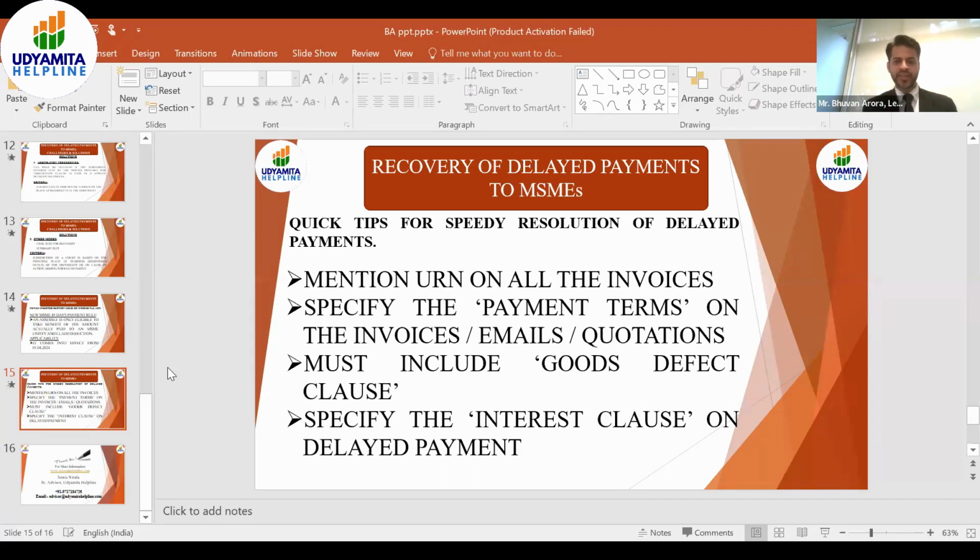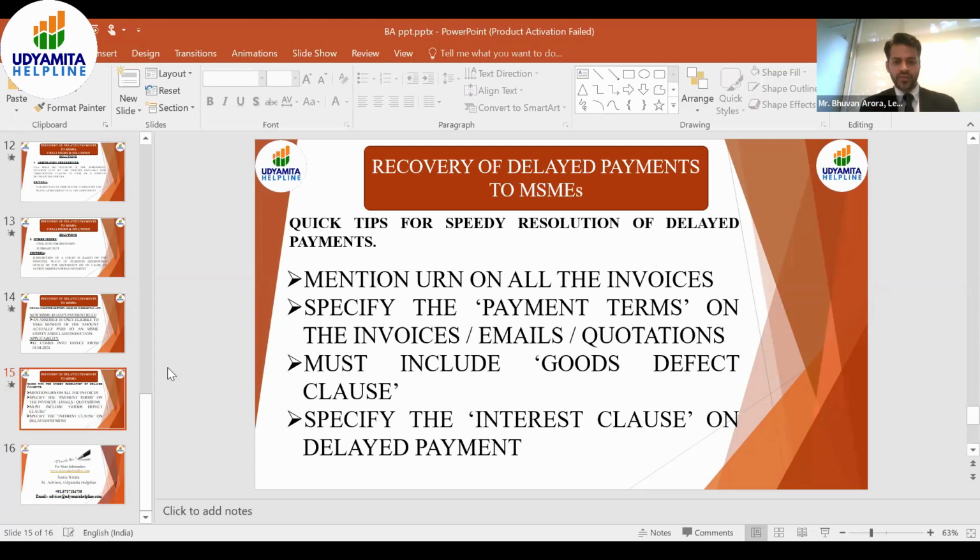So if there is a purchase order, even if it is there or even if it is not there, even if there is an email, even if there is a quotation, you must always specify the payment terms on your invoices. That payment has to be made within a period of 7 days or immediate payment or 10 days.